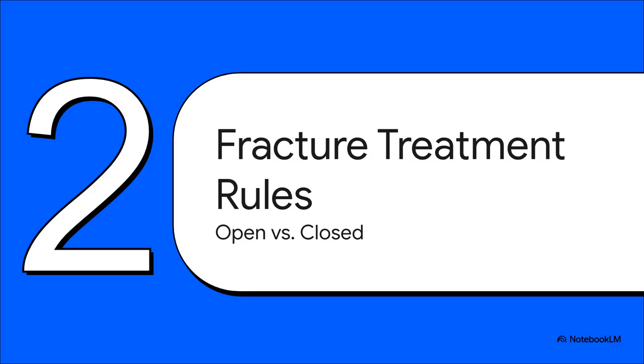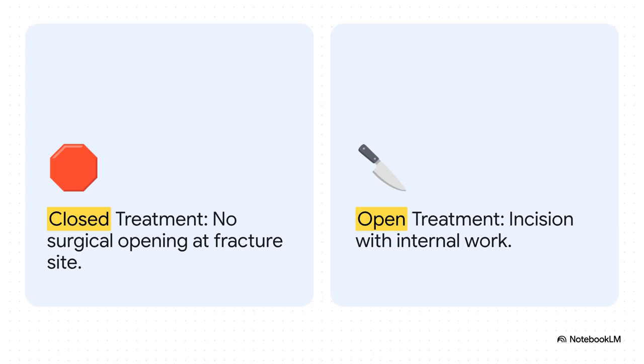All right, moving right along to Section 2, cracking fracture treatment rules, open versus closed. Now, what's really interesting here is our first major exam trap, differentiating how a fracture is treated surgically. A massive pitfall, and I see this all the time, is assuming this has something to do with what the fracture actually looks like on an X-ray. It absolutely doesn't. Closed treatment literally just means the fracture was treated without any surgical incision at the site. Conversely, open treatment means the surgeon actually made an incision to expose the bone and do some internal work. So the golden rule? Never ever confuse an open fracture diagnosis with an open treatment surgical code.